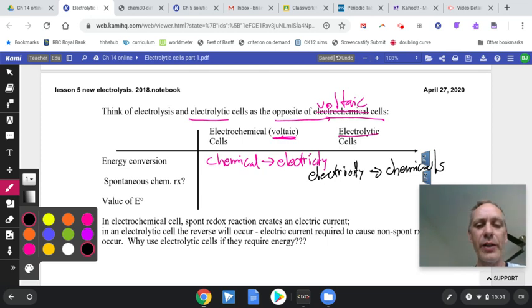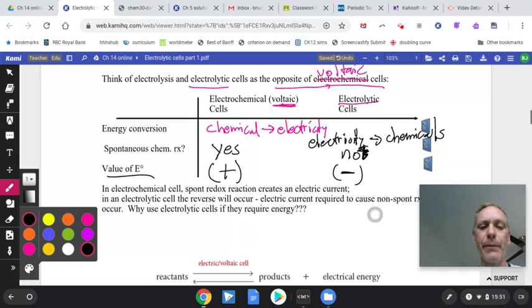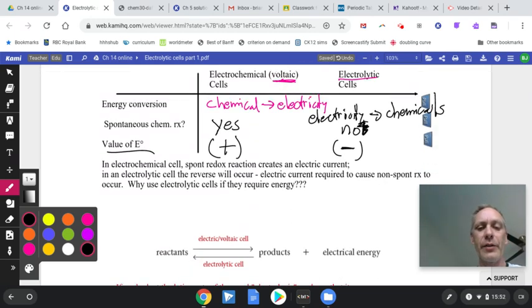Okay, spontaneous. Which ones are spontaneous? Voltaic cells are. Electrolytic are not spontaneous. Let's just go yes and no. The value of the electric cell potential: positive because it's spontaneous, negative, non-spontaneous. Okay, in an electrochemical cell, a spontaneous redox reaction creates an electric current, or in a voltaic cell. In an electrolytic cell, the reverse occurs. Electric current is required because it's a non-spontaneous reaction.